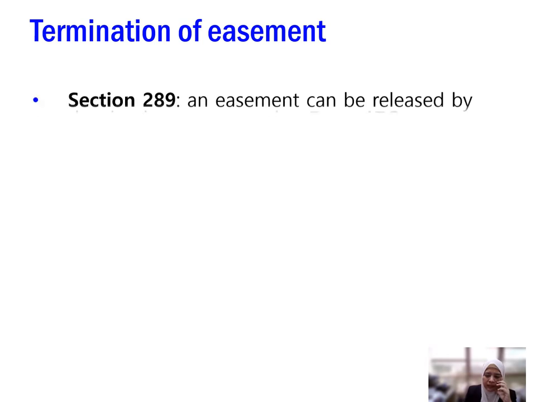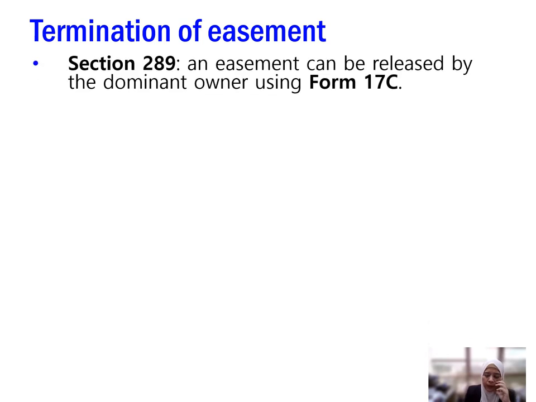Now, this is what I promised just now. How can an easement be terminated? One way is by releasing the easement. An easement can be released by the dominant owner. Again, dominant is the boss. The dominant owner enjoys some kind of rights over the servient land, so it is his prerogative. It is the dominant owner who has the power to release the easement by using Form 17C.